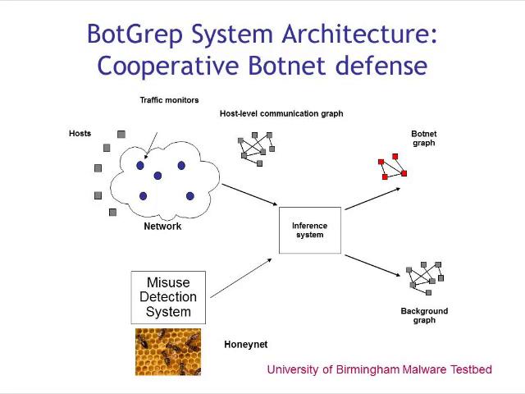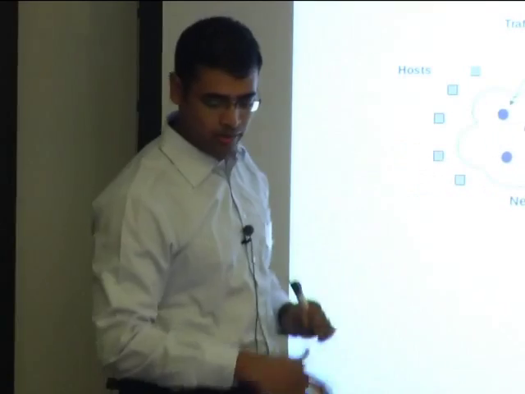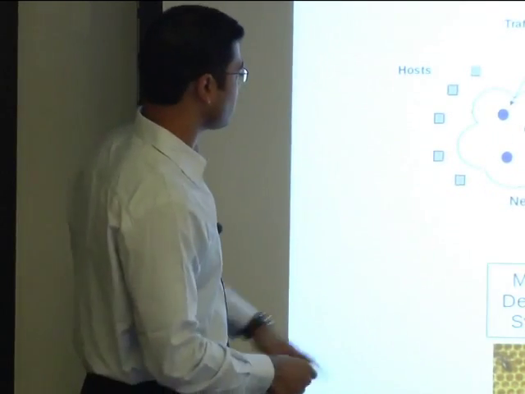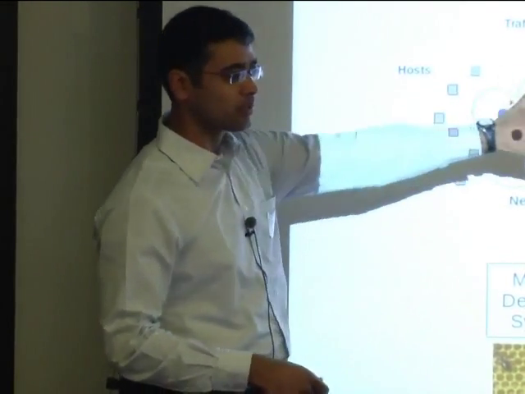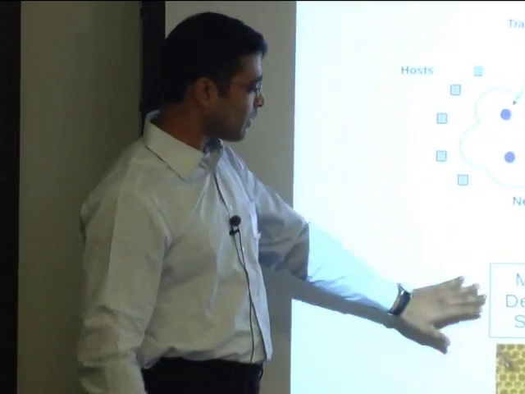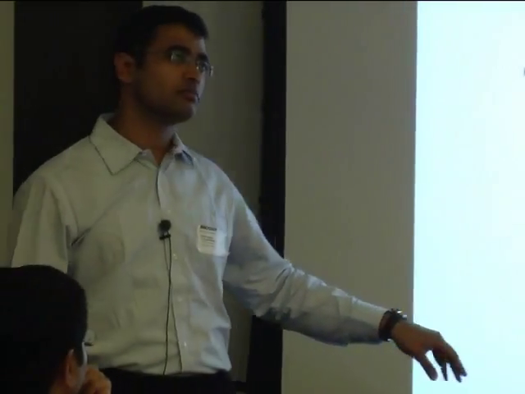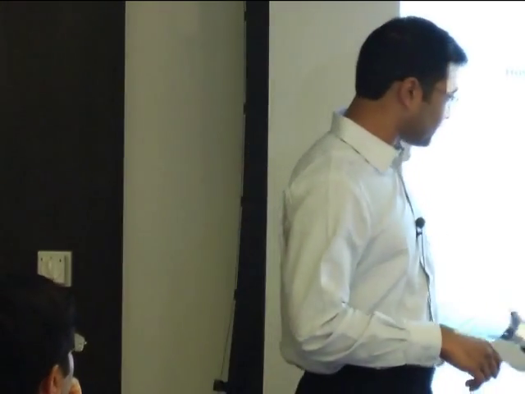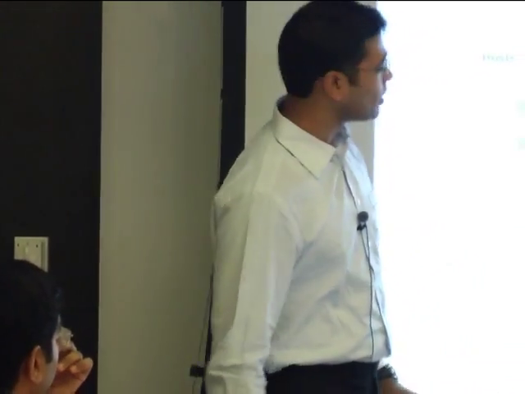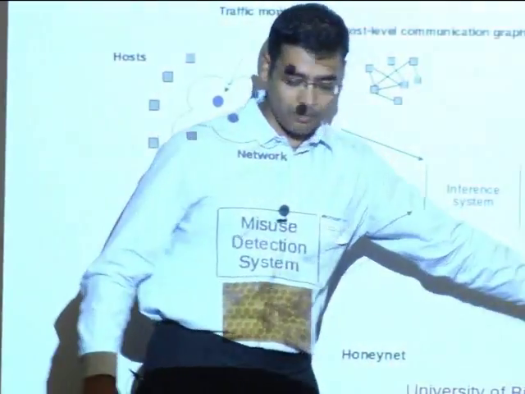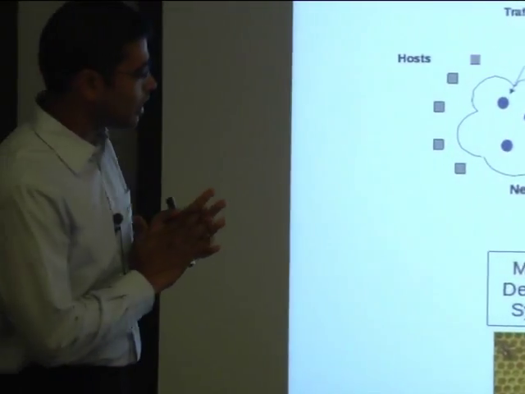So here's our architecture. You've got the host-level communication graph, you've got traffic monitors on the network, routers running NetFlow traces. That's what we're capturing, and that's what gives you that big green graph in the middle. The second part is a misuse detection system, where we've got a HoneyNet seeded with a few samples of the malware we're interested in detecting on the wider internet. Then this information goes to the inference system, and the inference system outputs a bot graph and then the background graph. So that's the high-level idea.